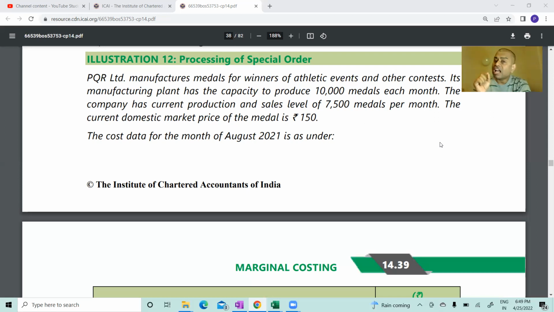But this marginal costing is there, no? This is for short-term decision making. That means, in this month, can I do this? This foreign order, can it be accepted? This additional sales order, will it give more contribution to me? Something like this.